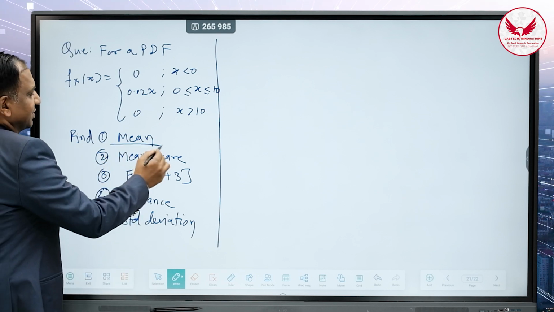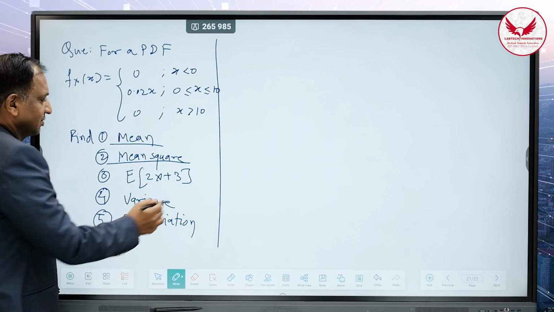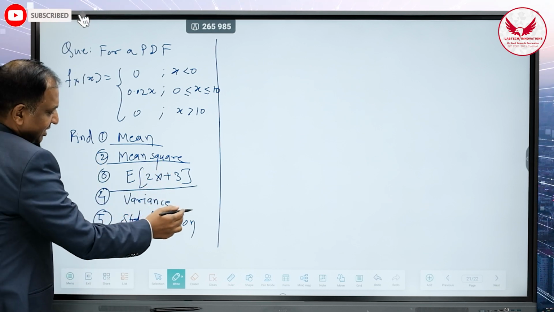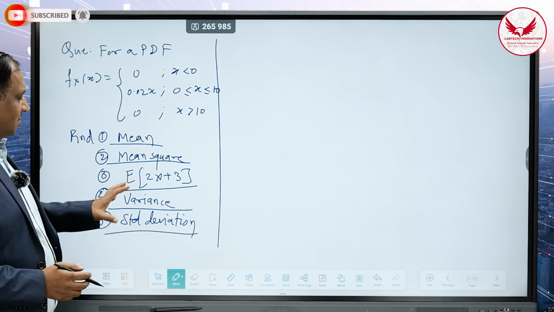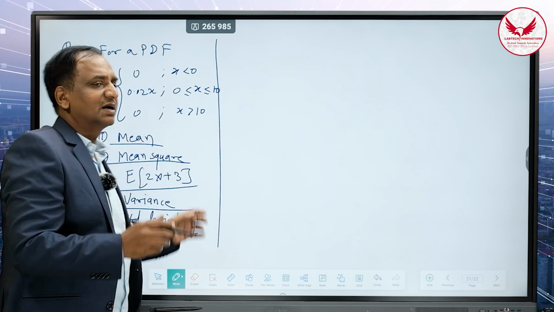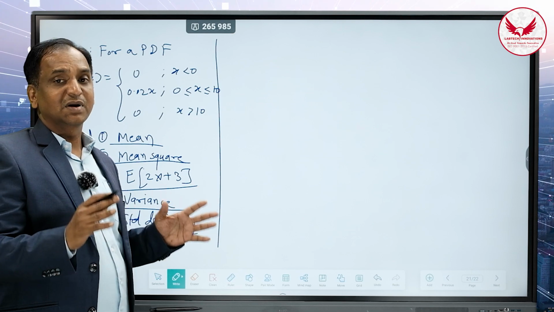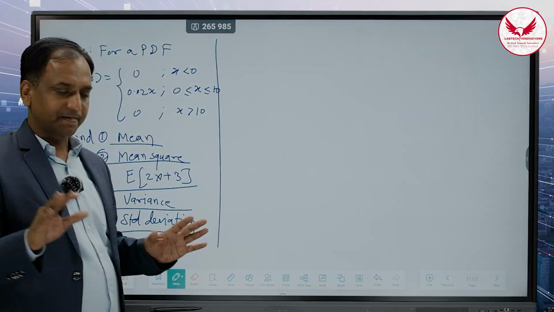So they will ask you to find out the mean, the mean square value, the expectation of 2x plus 3, the variance, and the standard deviation. When you put the standard deviation, mean and the variance together, you can model that particular problem, and you can extract many pieces of information about that particular random problem.